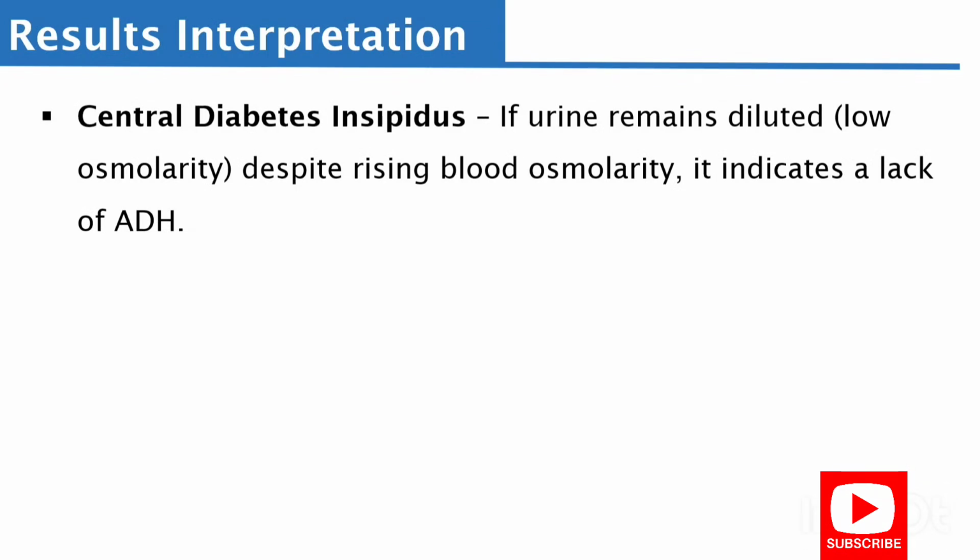In your interpretation, how you will know is that if urine remains diluted, that means there is low osmolarity, despite rising blood osmolarity, meaning the osmolarity of the blood is high, but the urine remains diluted. It's a strong indication there's a lack of antidiuretic hormone, which is supposed to regulate this very urine production. I hope that makes sense.